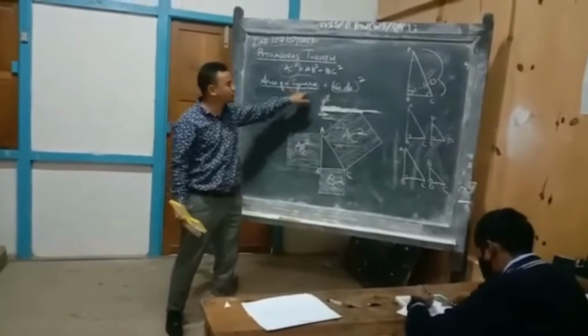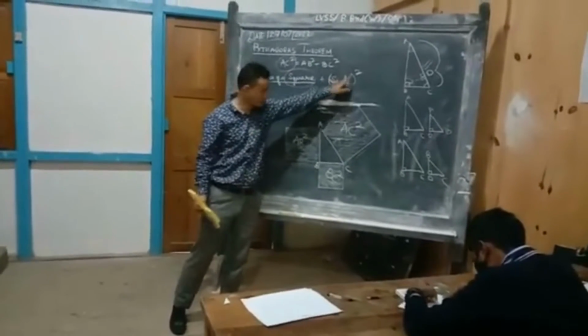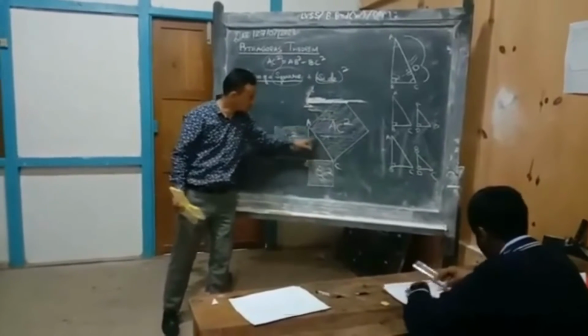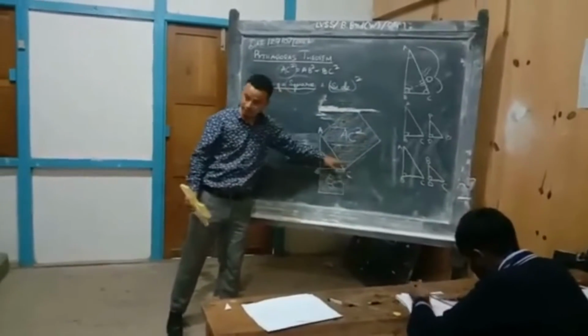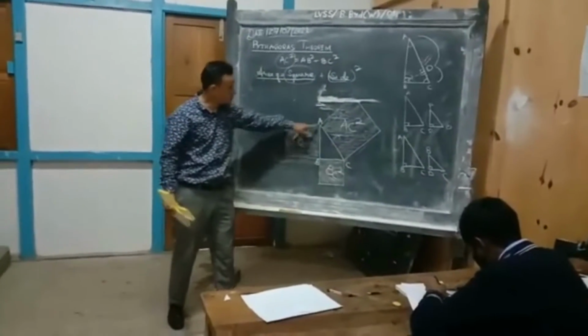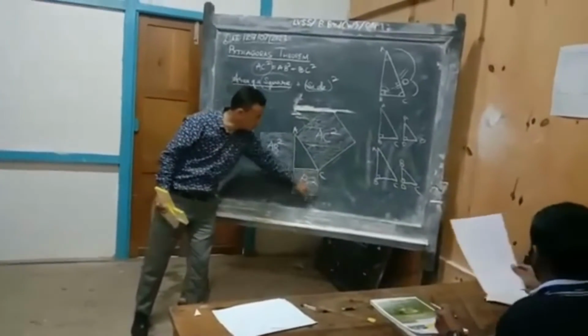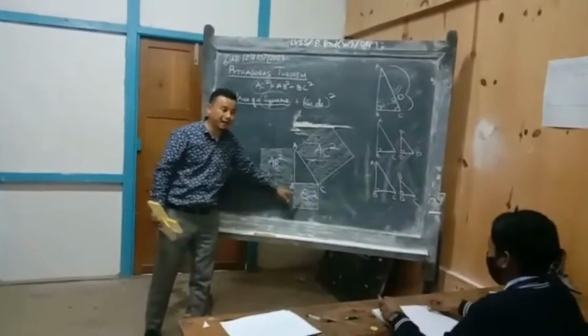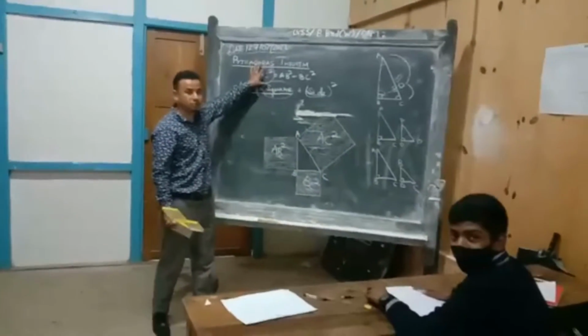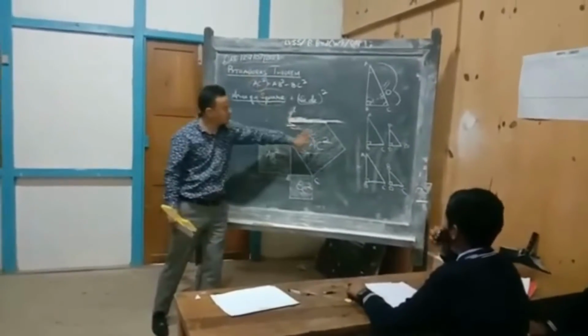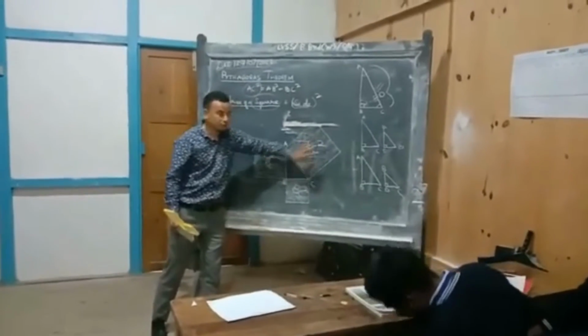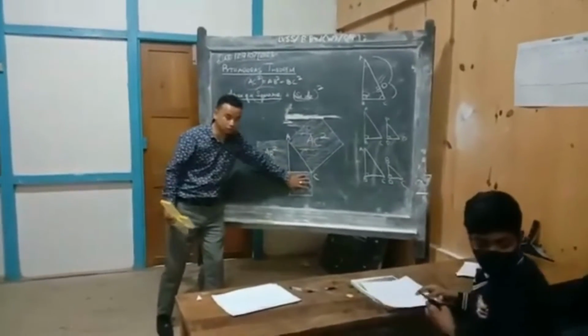Now, I have mentioned here area of the square. You know the area of the square is side square. So for this portion, the area is this square. For this portion, the area is this square. And for this portion, the area of this square. Okay, so practically what does this Pythagoras theorem state? It says that the area of this square is equal to the sum of the areas of these two.